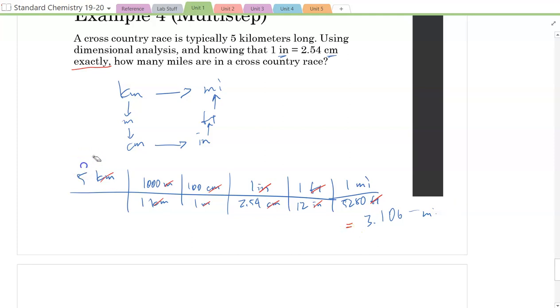To make it actually easier, let's just make this 1 significant figure, right? Everything else is infinite all the way across the board. Then that means our final answer would probably have 1 significant figure. So the best answer to provide here would be about 3 miles.